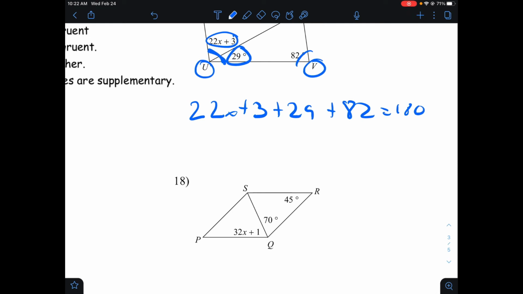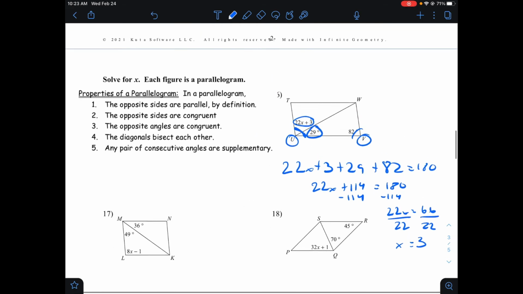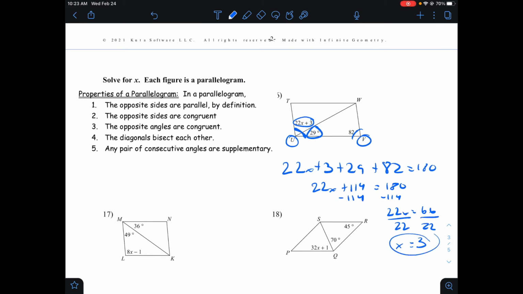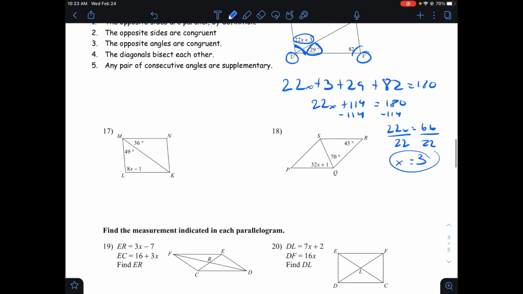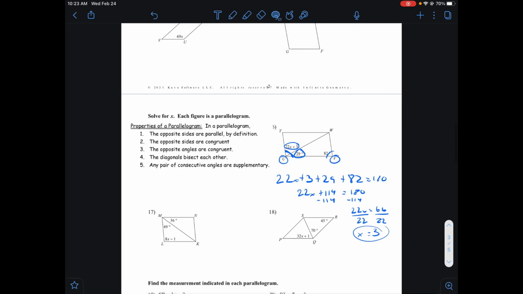So you could just add them up, then add the two angles up and set them equal to 180. So then we end up with 22x, and then 3 plus 29 plus 82 is going to give us 114. We get 66. 66 divided by 22 is 3. All right, so that is how you would find that. These are a little bit more tricky, but you guys got this. All right, so now let's go ahead and try another one.